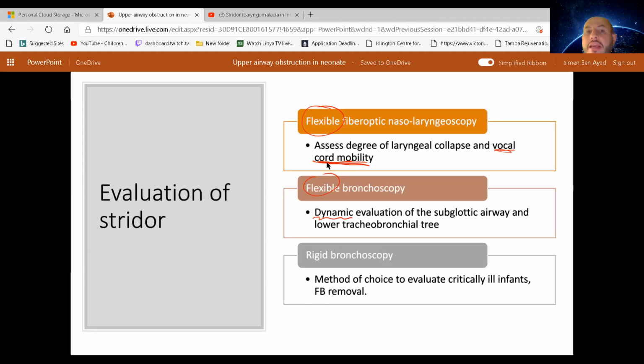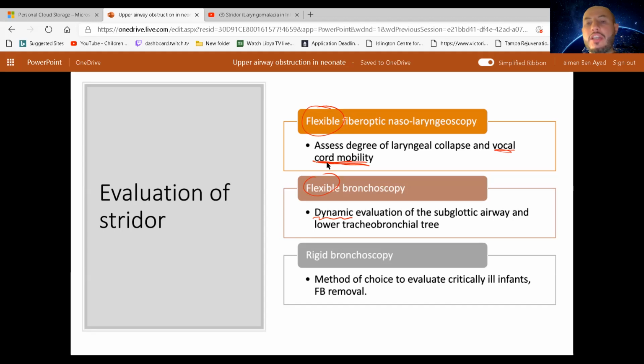Then, in some cases, if the physician is concerned that it might be secondary, another lesion associated with this obstruction, he might request, especially in severe cases or if the baby looks syndromic, more advanced evaluation, which is called flex bronchoscopy.